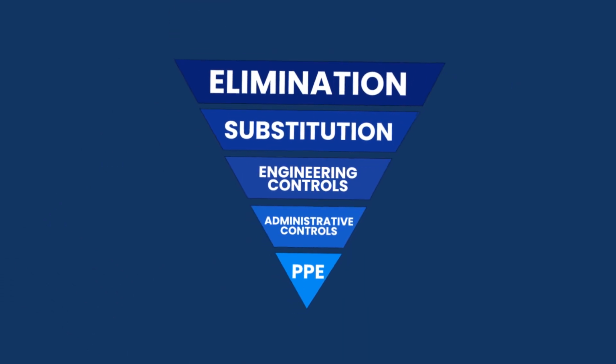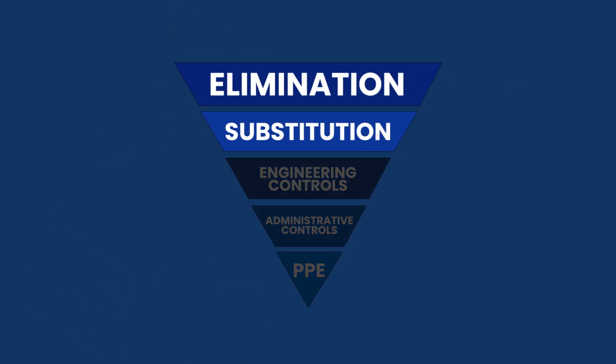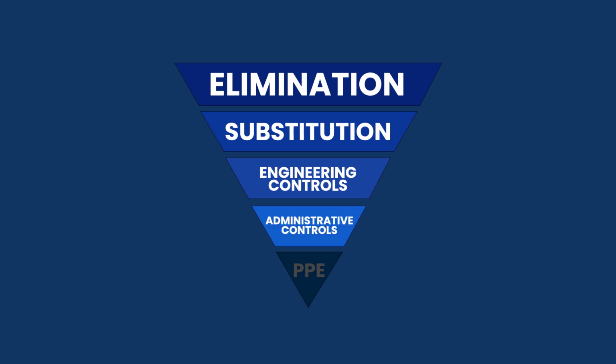At the top of this hierarchy, we find hazard elimination and substitution. Now, these are the most effective ways to deal with hazards, but they can also be the hardest to implement. Following that are engineering controls, which involve physical changes to our work environment to reduce exposure to hazards. Next, we have administrative controls. These are the policies and procedures that inform how and when we perform tasks to reduce risk.